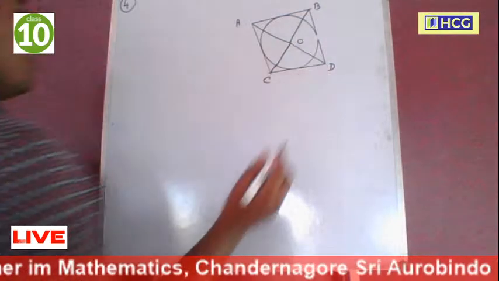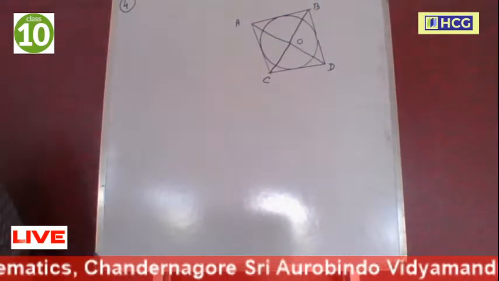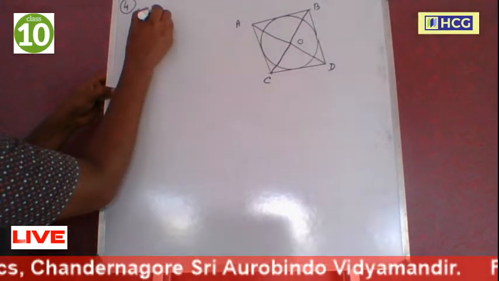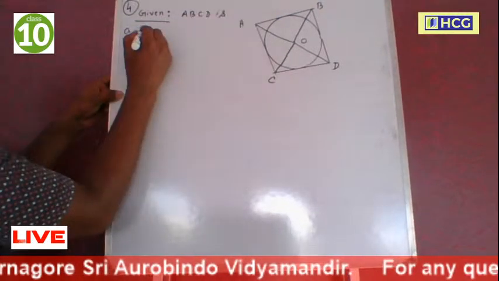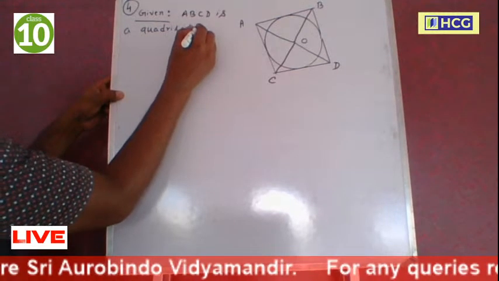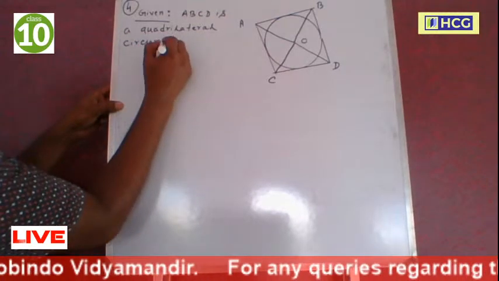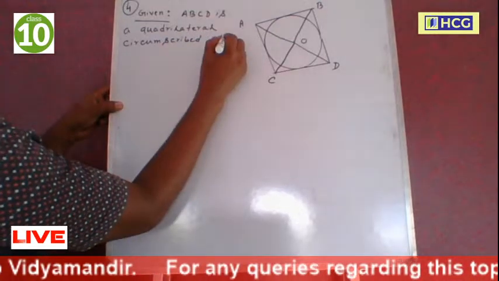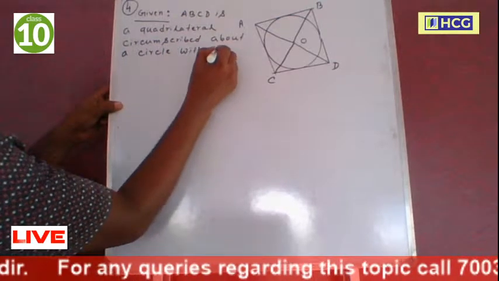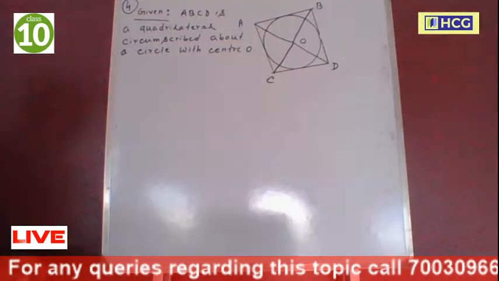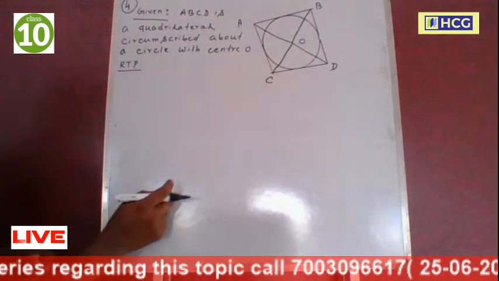Given: ABCD is a quadrilateral circumscribed about a circle with center O. Required to prove: any two opposite sides subtend angles at the center that are supplementary.